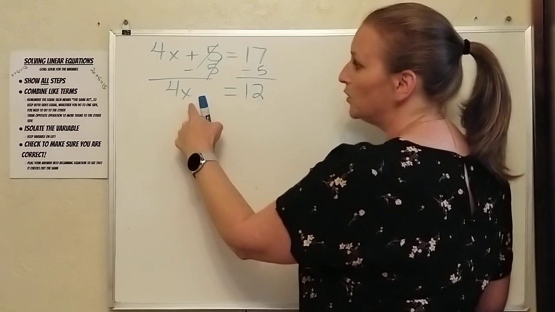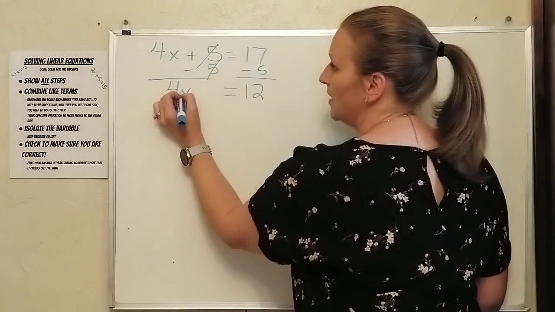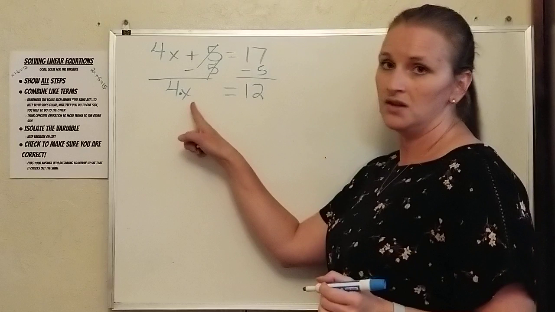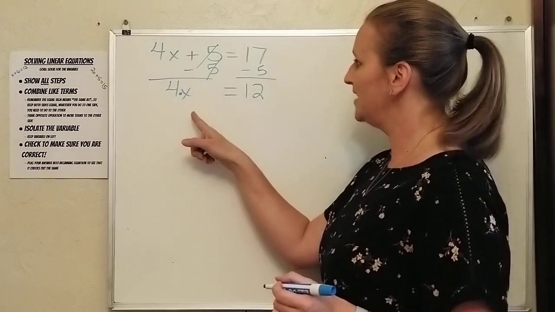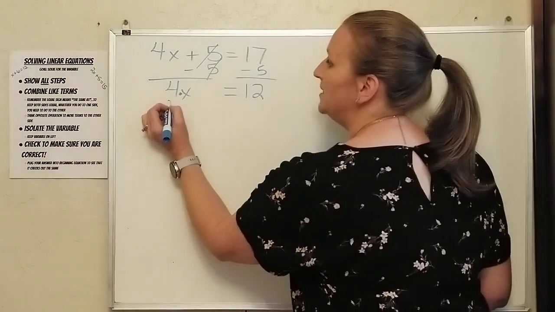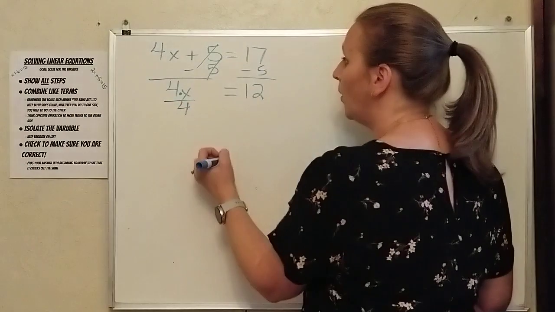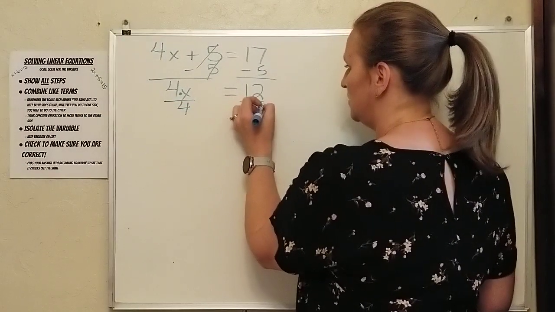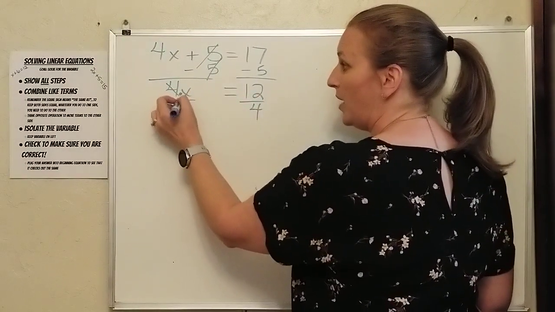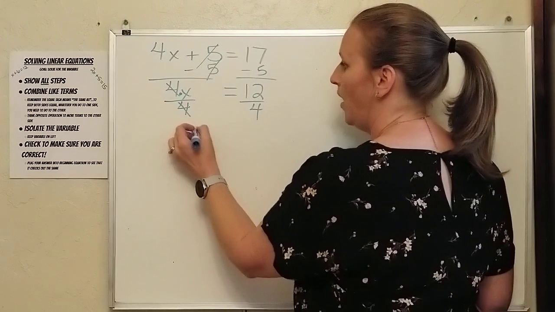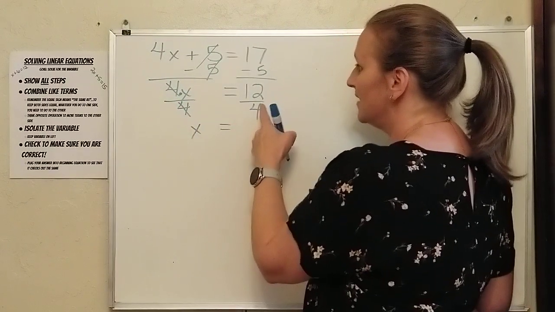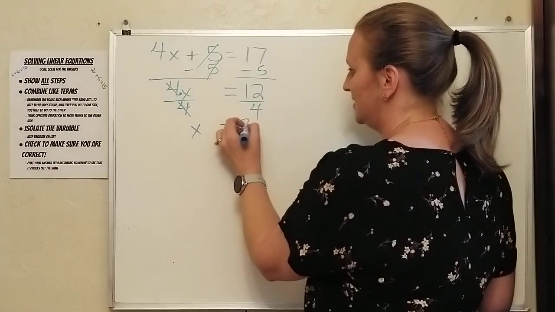I have 4x over here. 4x we know is just 4 times x. You can draw in the little dot to remind you that that's multiplication. The opposite operation would be divide. I want to divide by 4. What I do to one side, I do to the other. 4 divided by 4 is just 1, just leaving 1x, equals on the other side, 12 divided by 4 is 3.